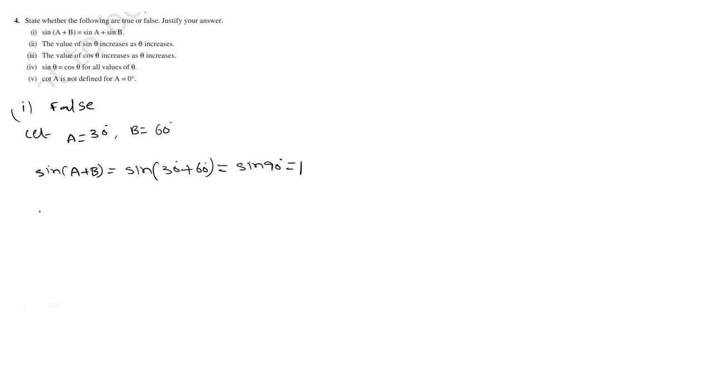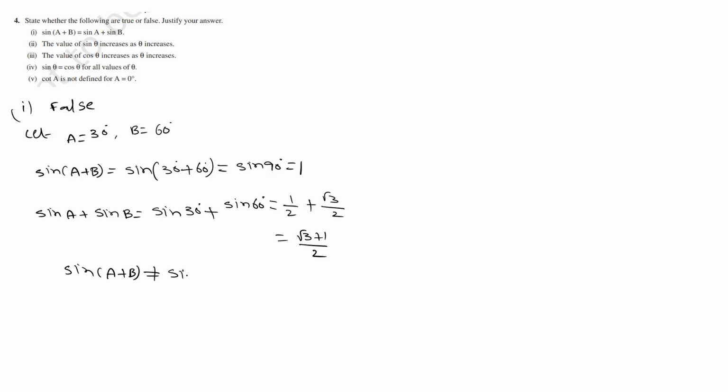And they are given the RHS, sine A plus sine B. So sine A is sine 30 degrees, plus sine B, which is sine 60 degrees. We know that sine 30 is 1 by 2 plus sine 60 is root 3 by 2. So this can be written as root 3 plus 1 by 2 here. Which means LHS is not equal to RHS. So sine of A plus B is not equal to sine A plus sine B. So this is false here.